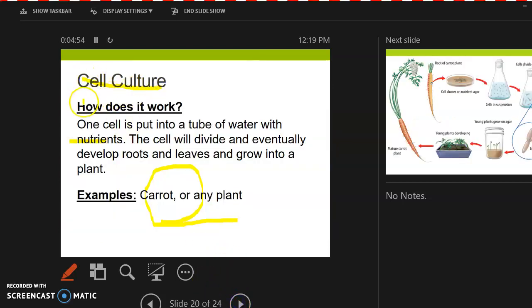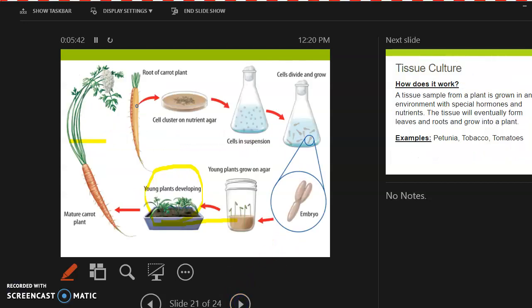So cell culture, what is it? It's one cell is put into the tube of water with nutrients. Okay, the cell will divide and eventually develop roots and leaves to grow into a new plant. So they do this with carrots a lot. You could really do it with any plant as long as you have the cell. So you take the root of the carrot plant. You have a cell cluster on the nutrients, and you'll put it in some water. It'll grow, and then your younger plants will transplant, and then they grow into a carrot.